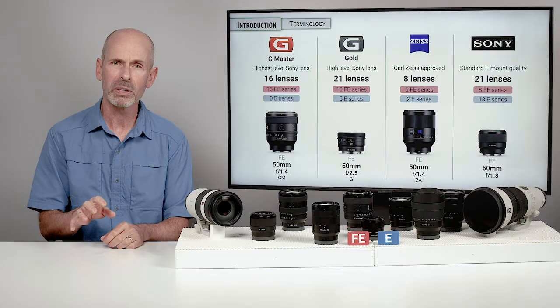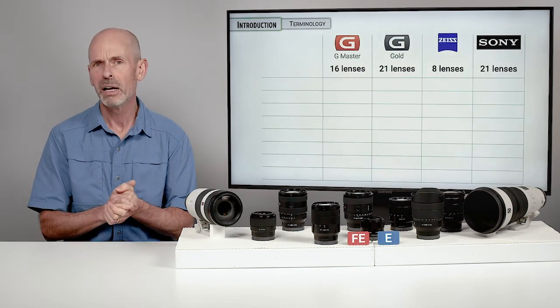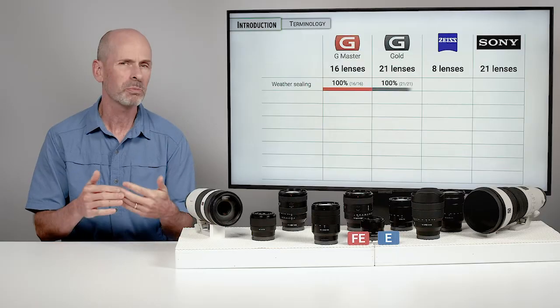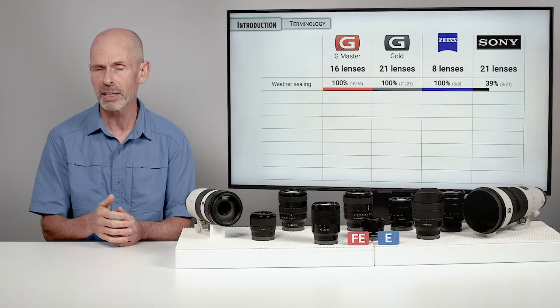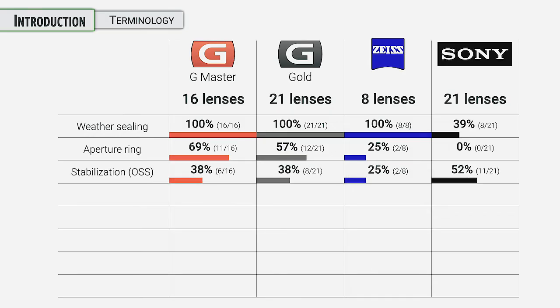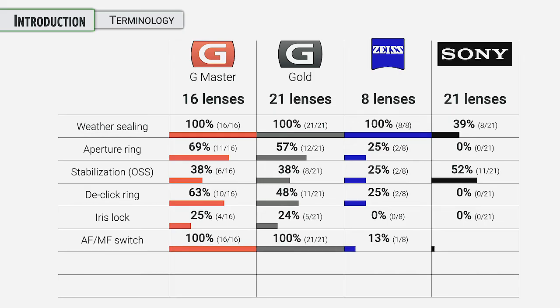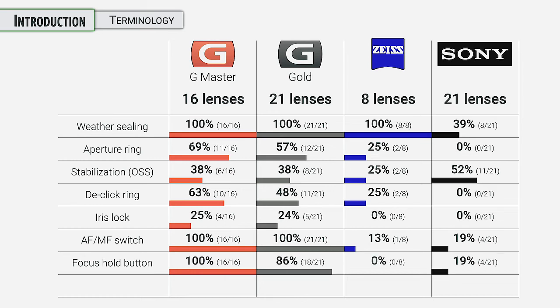But there are also feature differences that you're going to find between these 4 categories. And I wanted to do a quick summary of all the lenses available and some of the most popular features like weather sealing. That is something that you'll find on all of the G and G Master series, but not something you're going to find on all the base Sony lenses. Having a physical aperture ring is something that professionals prize in many cases, so you're going to find it on their professional series of G Master lenses, but not so much on their other lenses.